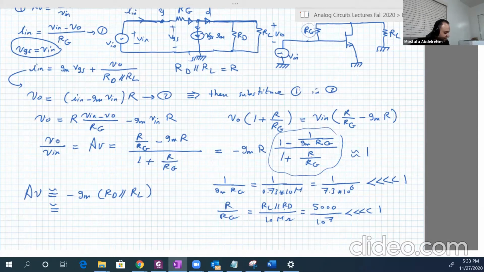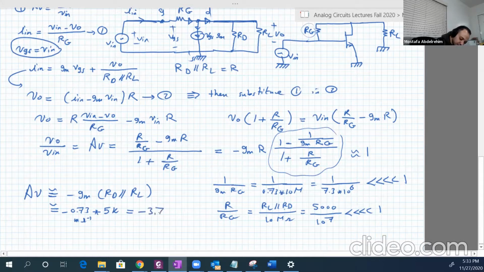So what would be AV? It is 0.73 multiplied by 5 kilo ohms. Remember, this is milli ohm minus 1. That's why I keep it in milli all the time, because I will multiply it by something in kilo, so kilo will be cancelled by milli. So at the end it is minus 3.75. Okay, this is number 1.